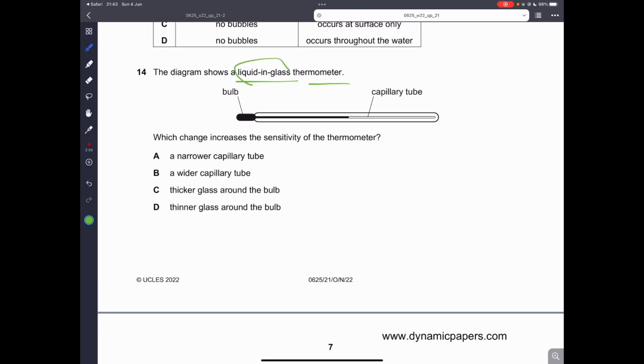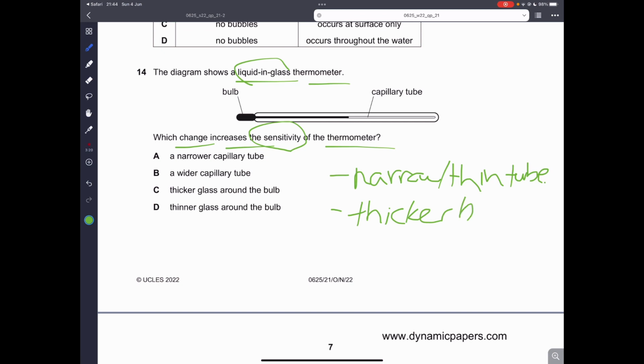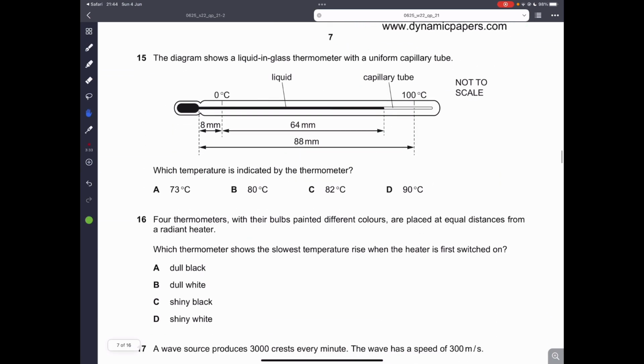Question 14. The diagram shows a liquid in glass thermometer. Which change increases the sensitivity of the thermometer? Remember, there are three factors which control the sensitivity of the thermometer. The first is a narrower capillary tube, a narrow or thin tube. Next, you have to add a thicker bulb, and next, the more liquid it contains, the more sensitive it gets. Therefore the narrower capillary tube would be the correct answer.